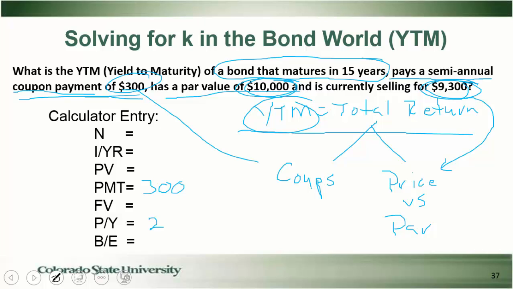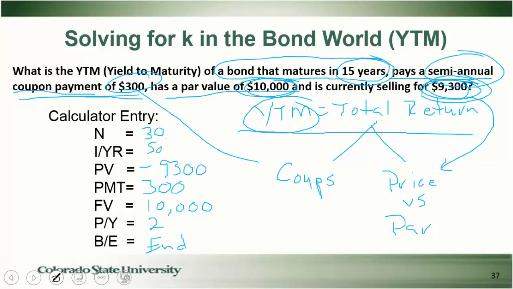That's what semi-annual means. They're going to come to me at the end of every 6 months, so this is end mode. In the future, at the end, I'm going to receive $10,000. So there's my future value. Today, I'm going to pay $9,300. And these payments are going to happen 30 times. My N is 30, 15 years, twice per year. And I want to solve for that rate of return, what that might be.